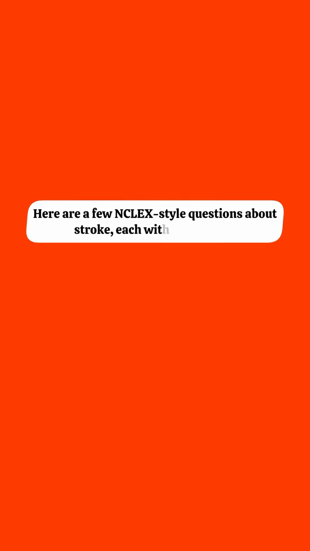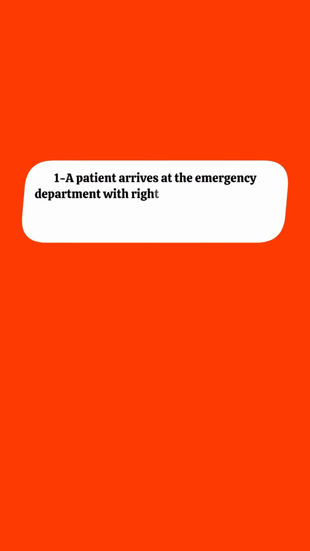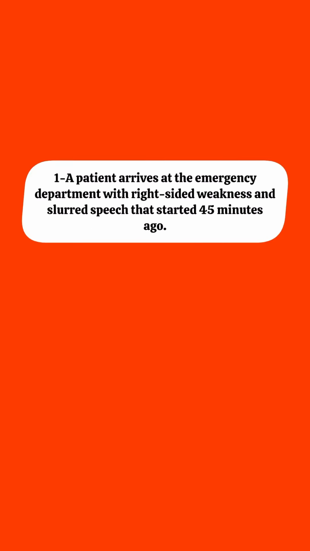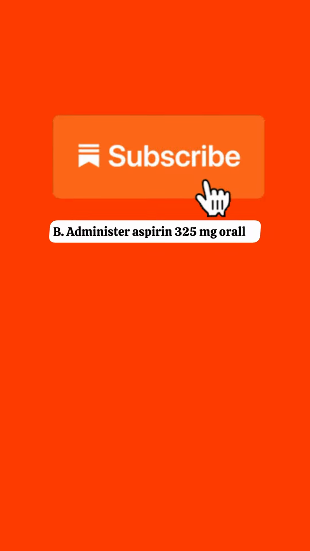Here are a few NCLEX-style questions about stroke, each with a rationale. 1. A patient arrives at the emergency department with right-sided weakness and slurred speech that started 45 minutes ago. What is the priority nursing action? A. Prepare the patient for a CT scan. B. Administer aspirin 325 milligrams orally. C. Perform a complete neurological assessment. D. Place the patient in Trendelenburg position.